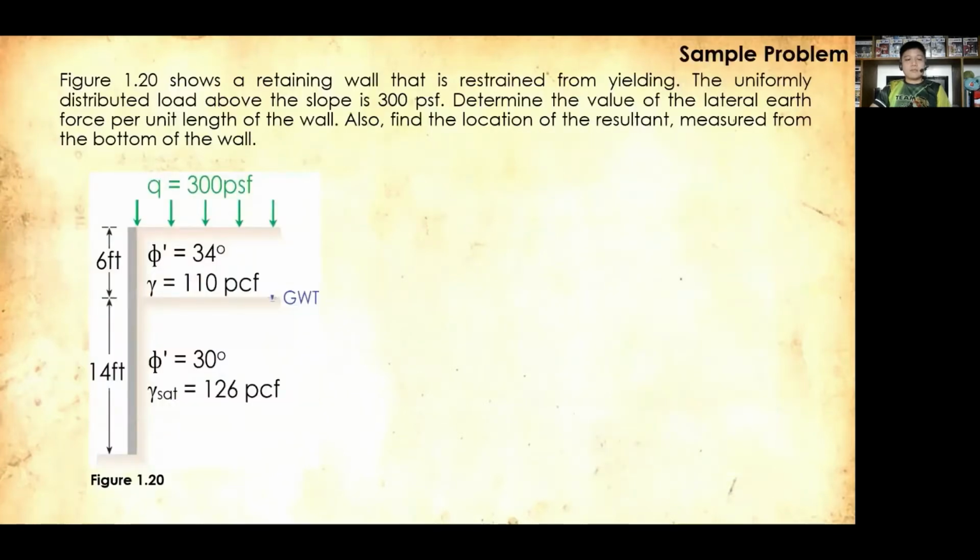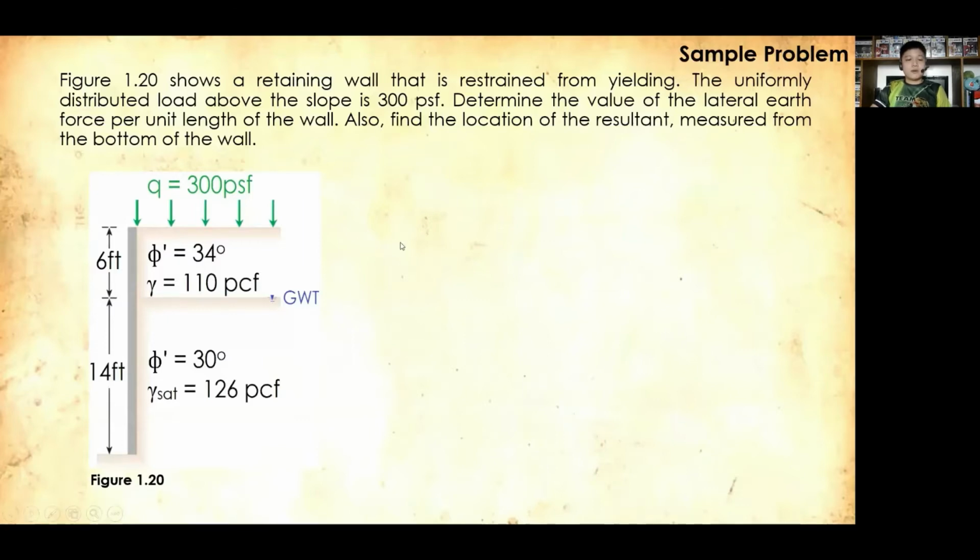So for our sample problem, figure 1.20 shows a retaining wall that is restrained from yielding. The uniformly distributed load above the slope is 300 pounds per square foot. Determine the value of the lateral earth force per unit length of the wall. Also, find the location of the resultant measured from the bottom of the wall.